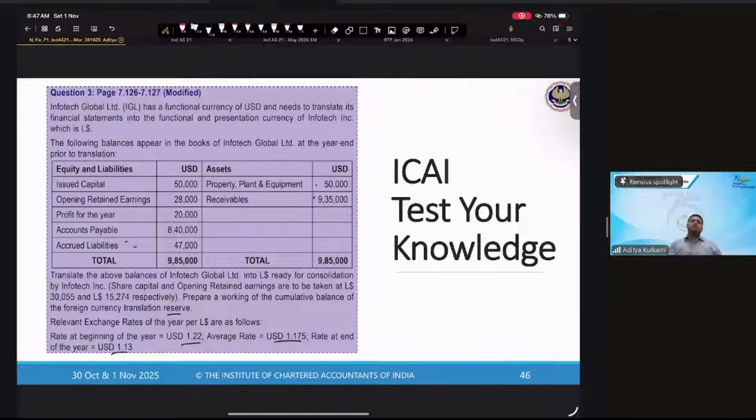Draw the trial balance, put the exchange rate, multiply or divide, and that gives you your answer. Will you try it out? Yes, please try it out. Infotech Global. Try it out.